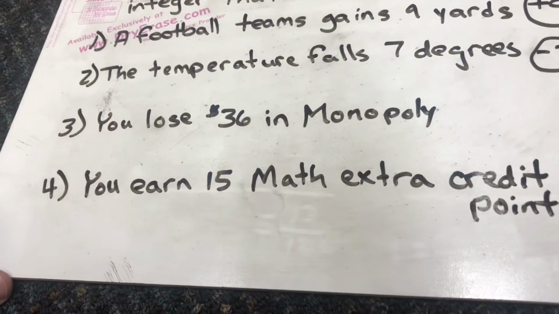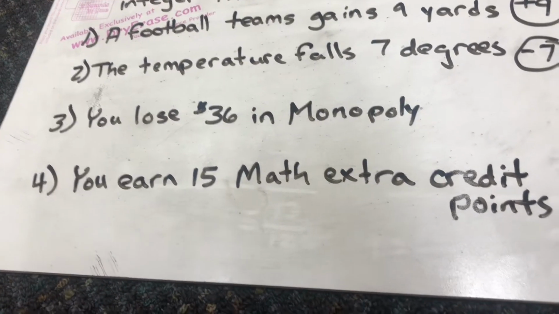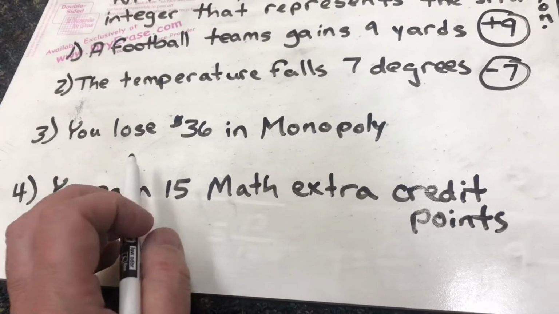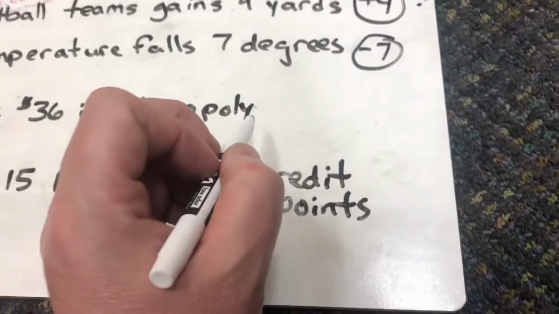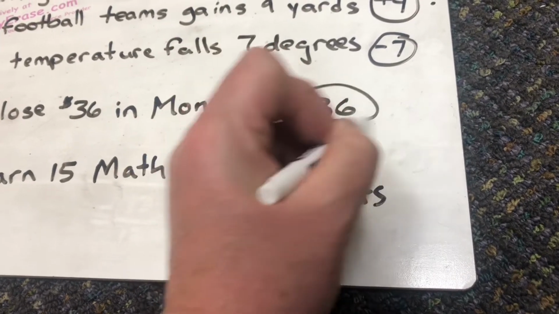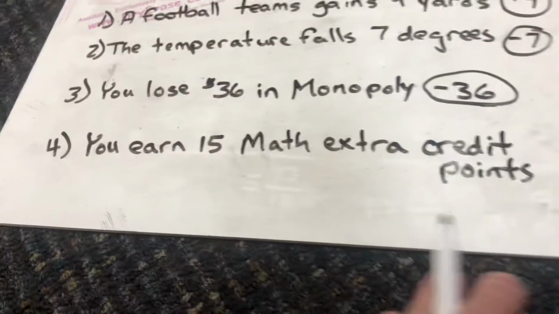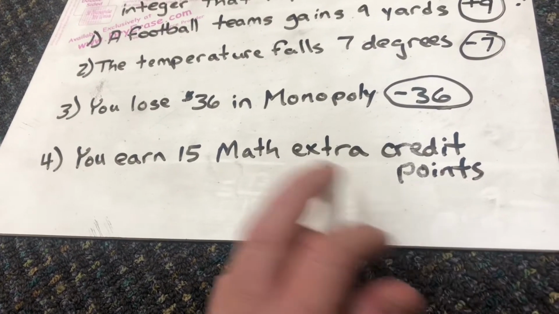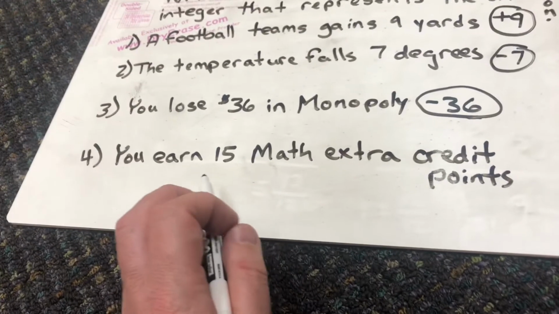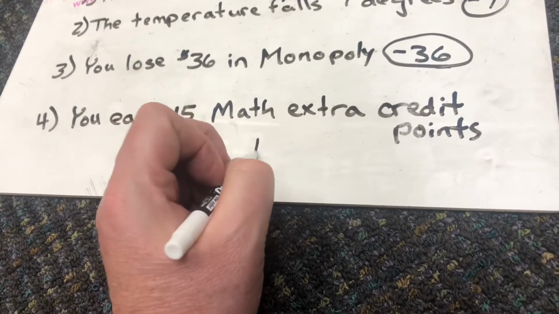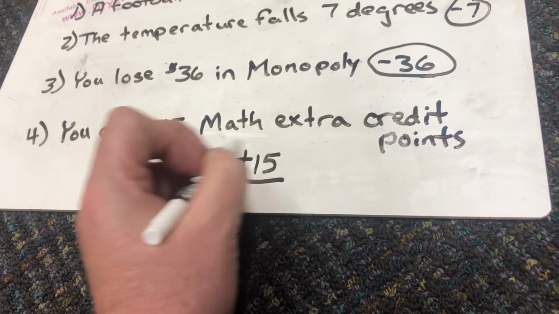Pretty straightforward. You lose $36 in Monopoly. You're playing Monopoly at home with your siblings or your parents. You have to pay some rent of $36, so you lose $36. Your integer to reflect that situation would be -36. You earn 15 math extra credit points. Mr. Swack doesn't do a whole lot with math extra credit, but here's a nice thought. That's a gain with an integer of +15.